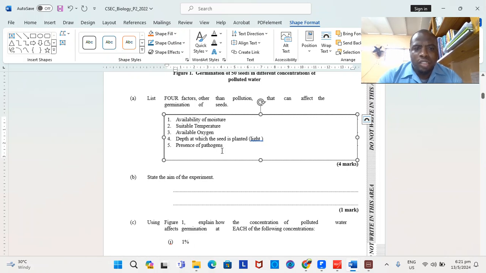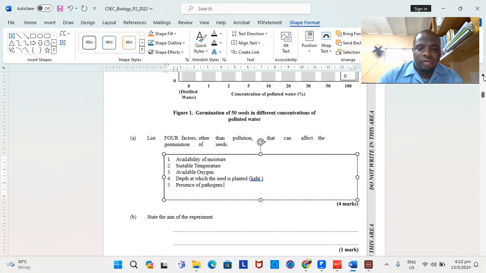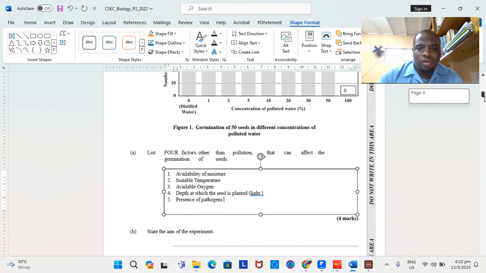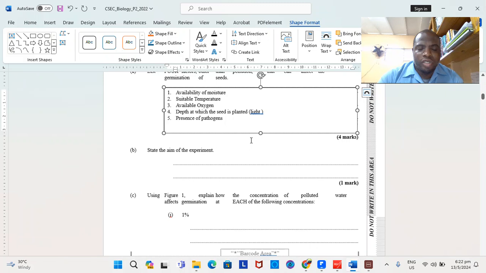Remember, once it says list, you don't have to do any explanation. I basically did the explanation as a means of using it as a teaching and revision aspect, just to look back at what are the things needed for germination.